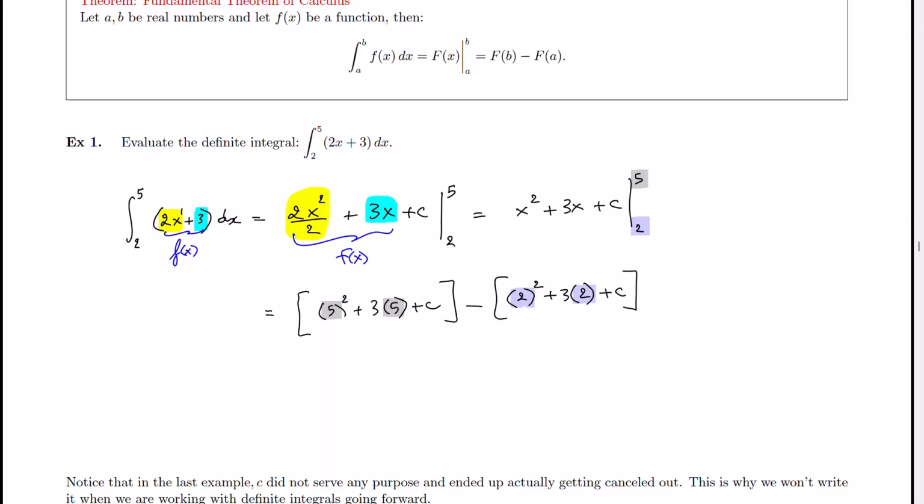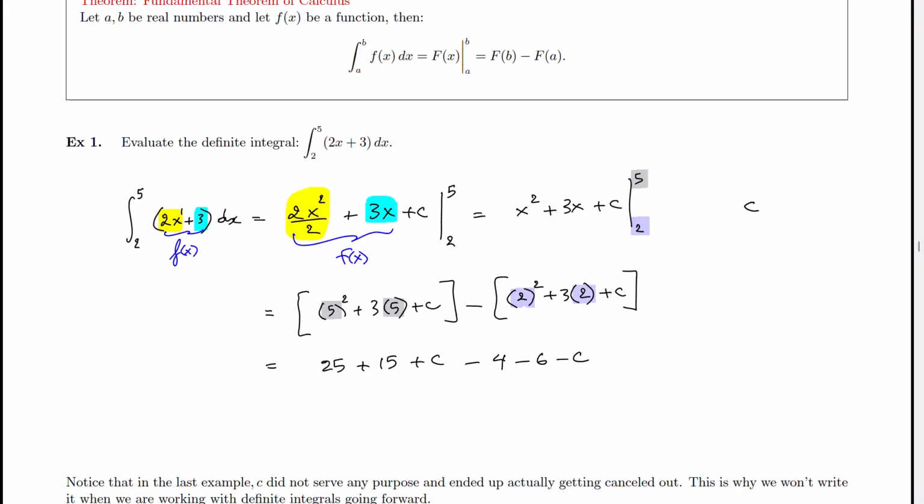And at this point in time, all I have to do is just square some numbers, multiply, add some things, and I'll basically be finished. So 5 squared is 25, 3 times 5 is 15, plus c. And then I have minus the 2 squared, that's going to be minus 4, minus 3 times 2, that's going to be minus 6, and finally minus the plus c is going to make it a minus c.